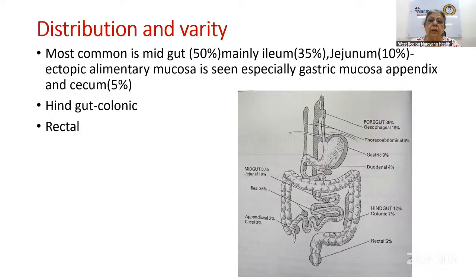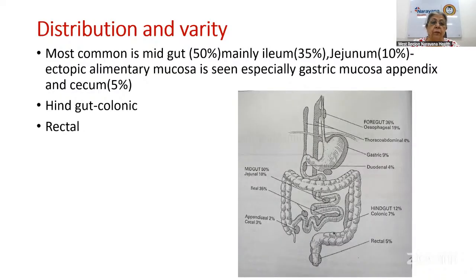Now, depending upon the organ from where they are arising, we can divide them. Most common is the midgut. Where it is the most common is the ileum. Jejunum is 10%, as you can see in the figure diagram. Then why it is important? Because this midgut duplication, usually they have the ectopic alimentary mucosa, and that is a gastric mucosa. And this gastric mucosa can cause a lot of problems, including peptic ulceration, bleeding, and occasionally perforation.